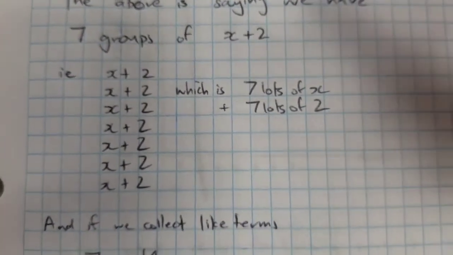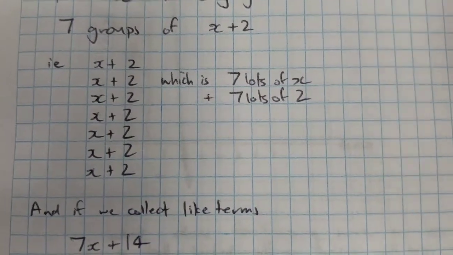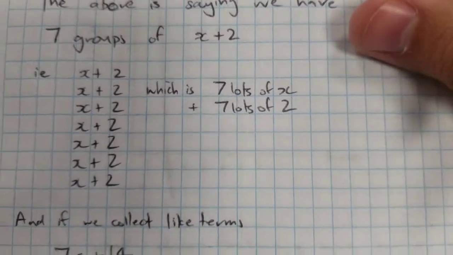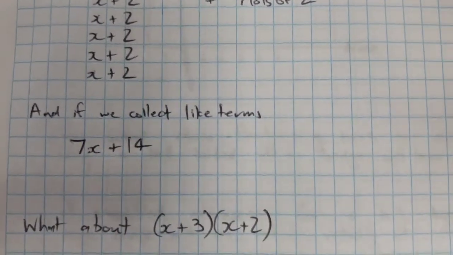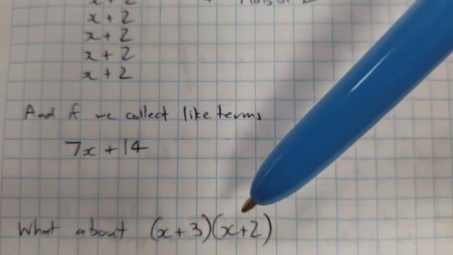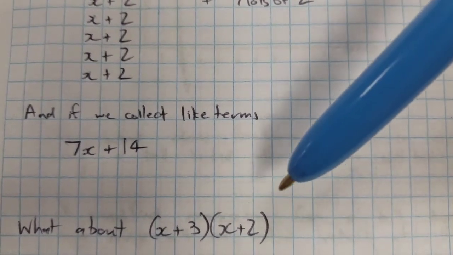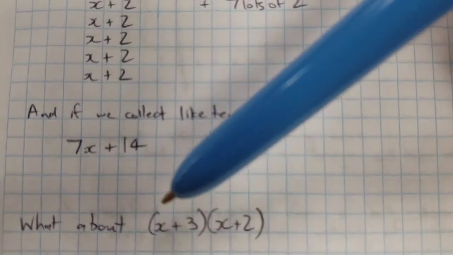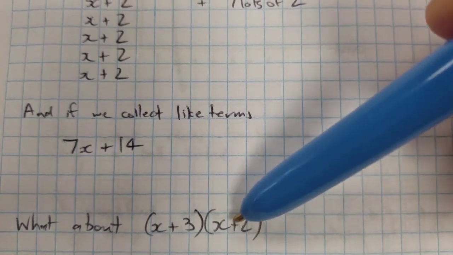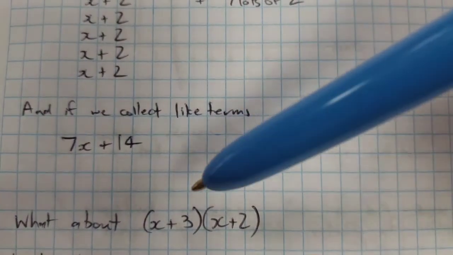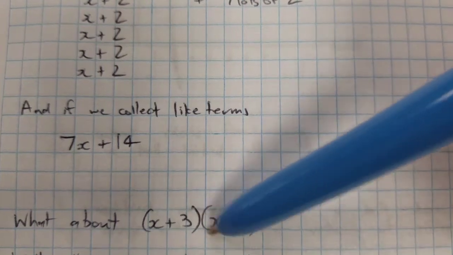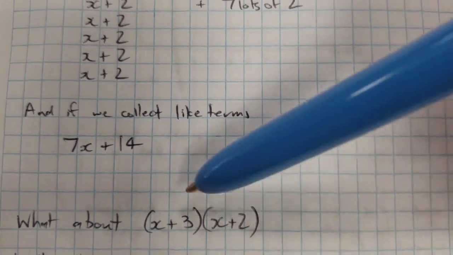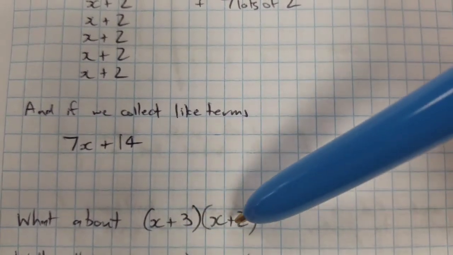When we've just got a number out the front like 7, it's pretty easy to understand that we've got 7 lots of everything in the bracket. So we've got 7 lots of x plus 2. I think it starts to get a little bit trickier when we look at something like bracket x plus 3, bracket x plus 2. The way you need to break this down is it's saying we've got x plus 3 lots of x plus 2. And one way to think about that is we've got x lots of x plus 2 plus 3 lots of x plus 2. And if we add that together, that will give us x plus 3 lots of x plus 2.